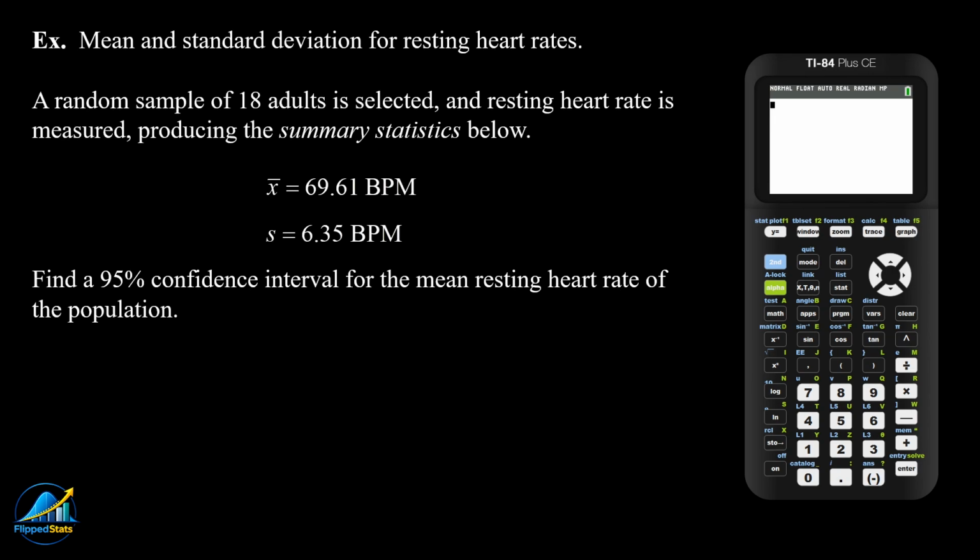In this video, we quickly learn how to use the TI-84's built-in t-interval function to compute a one mean confidence interval when we're given the summary statistics for the sample. In other words, when we're given the mean and standard deviation of the sample.